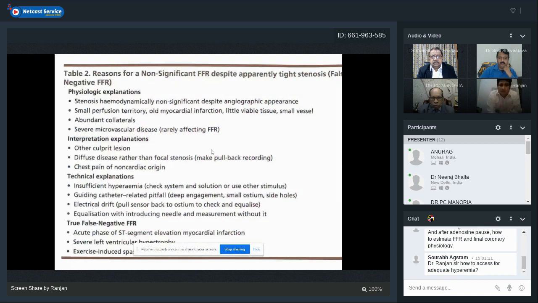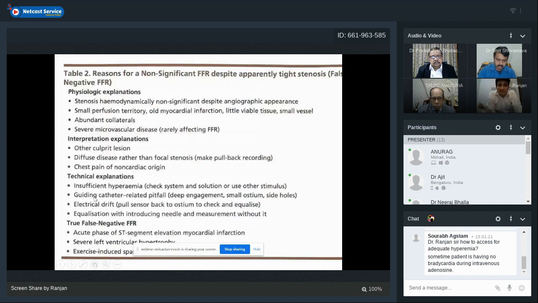Now, where do you get an FFR which is negative, but the lesion is apparently more significant? That could happen truly if the lesion is not significant, or the territory is very small and not viable, or you have severe microvascular disease, like in the case of acute MI. Like in a culprit lesion, especially in STEMI, you could get a false negative FFR. That means the FFR is actually positive, but you get a false negative FFR.